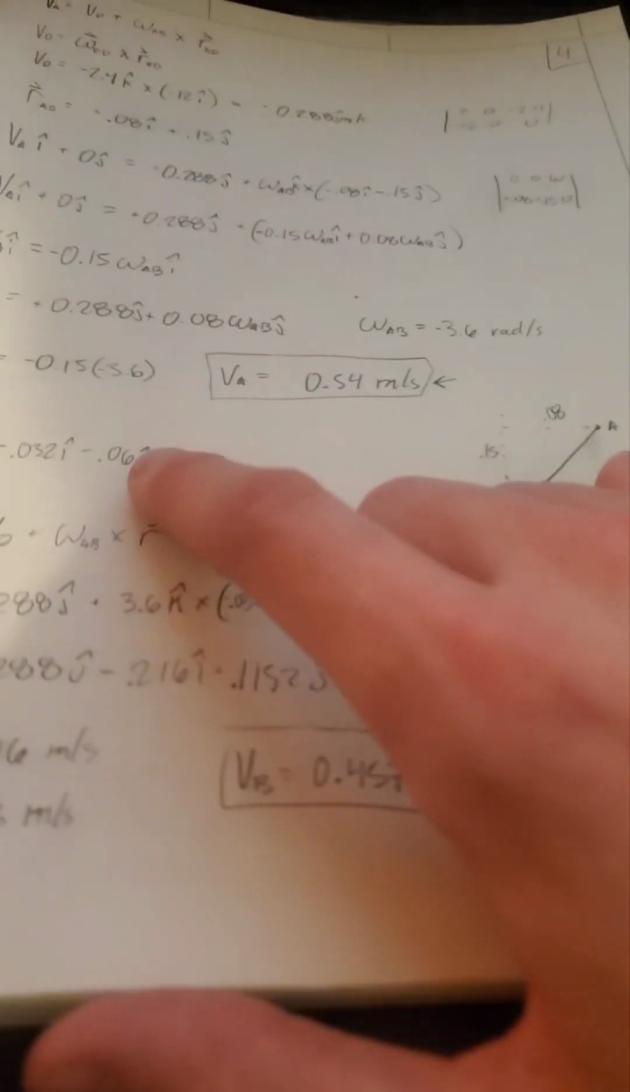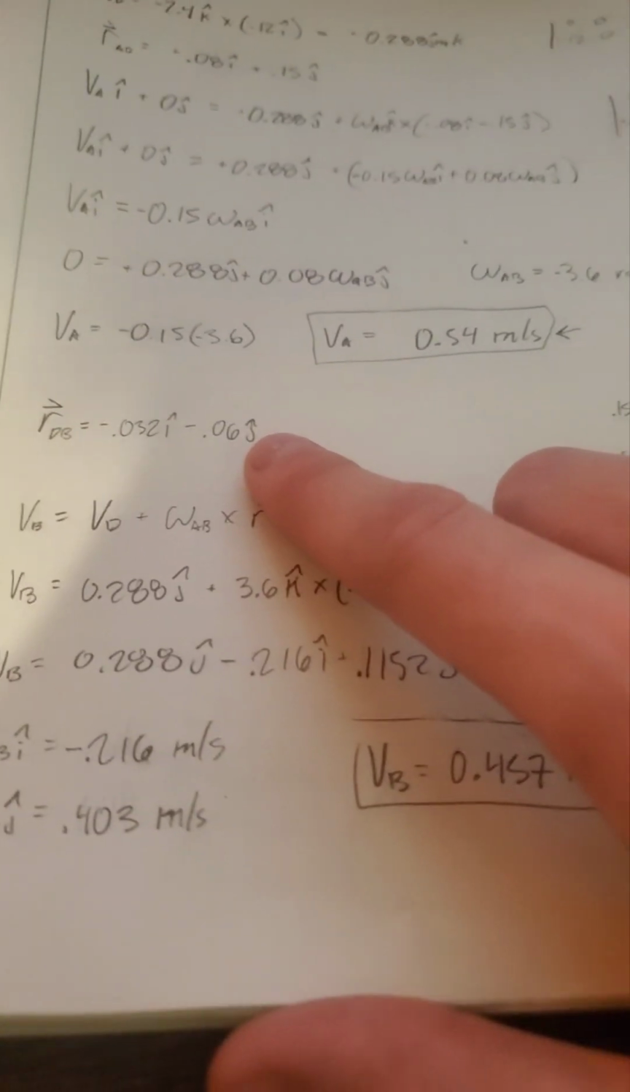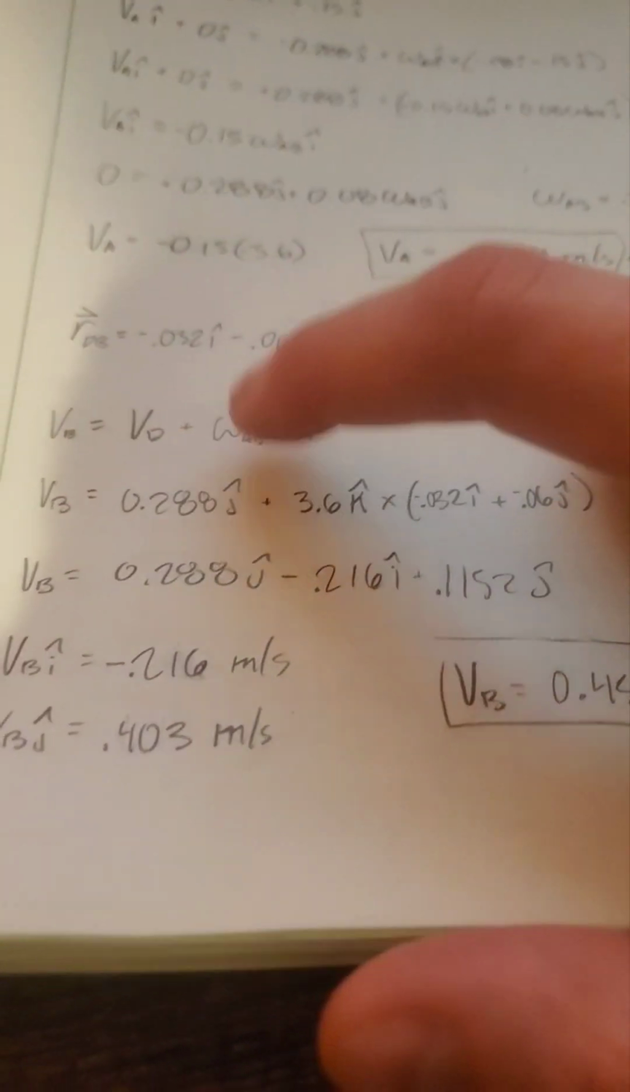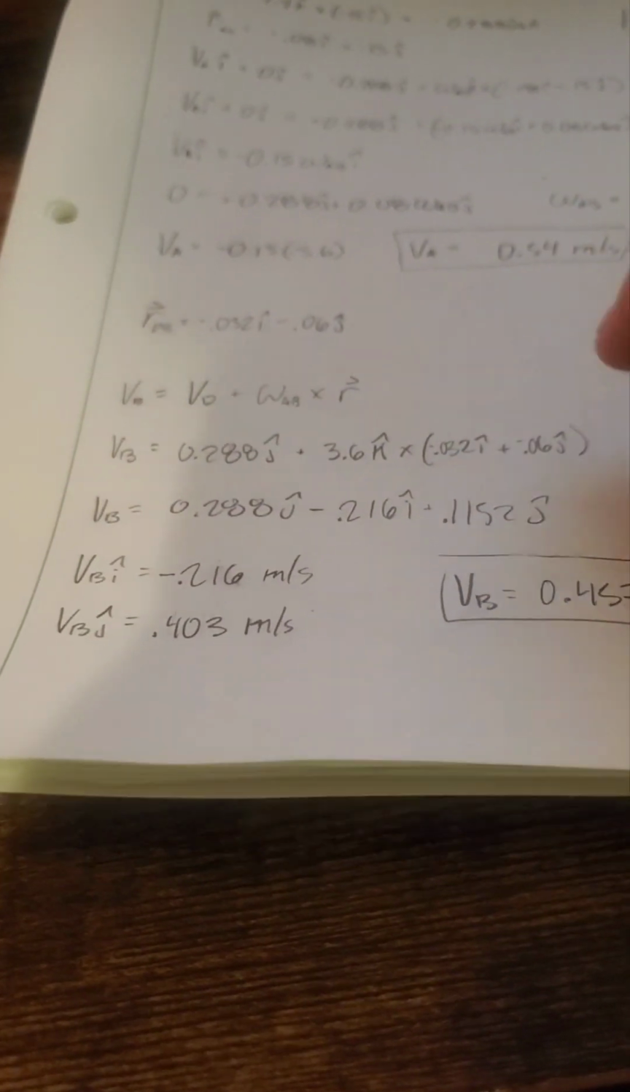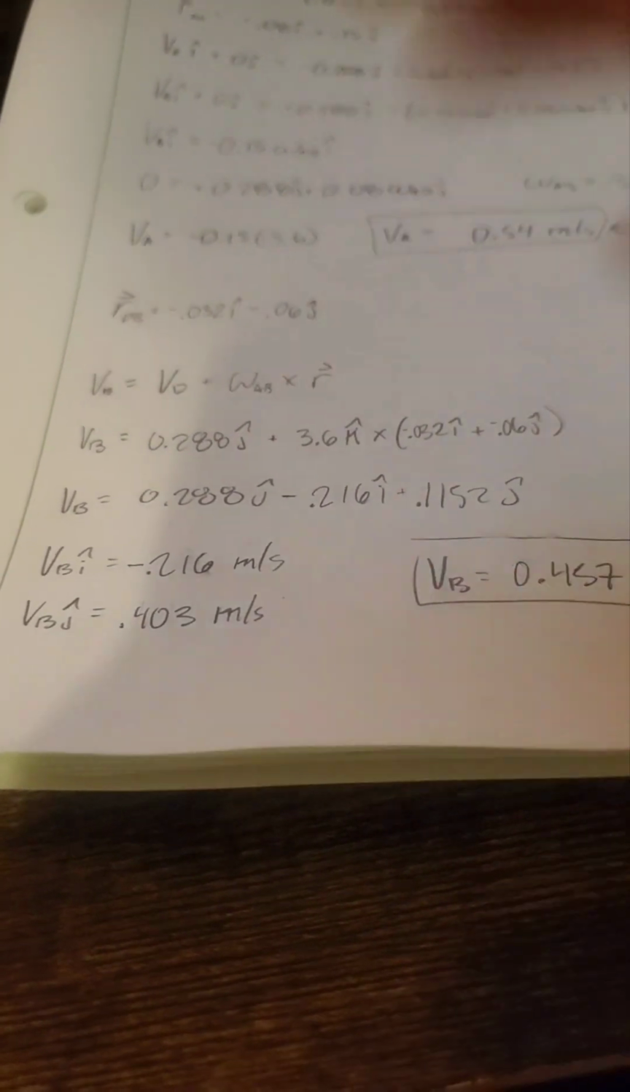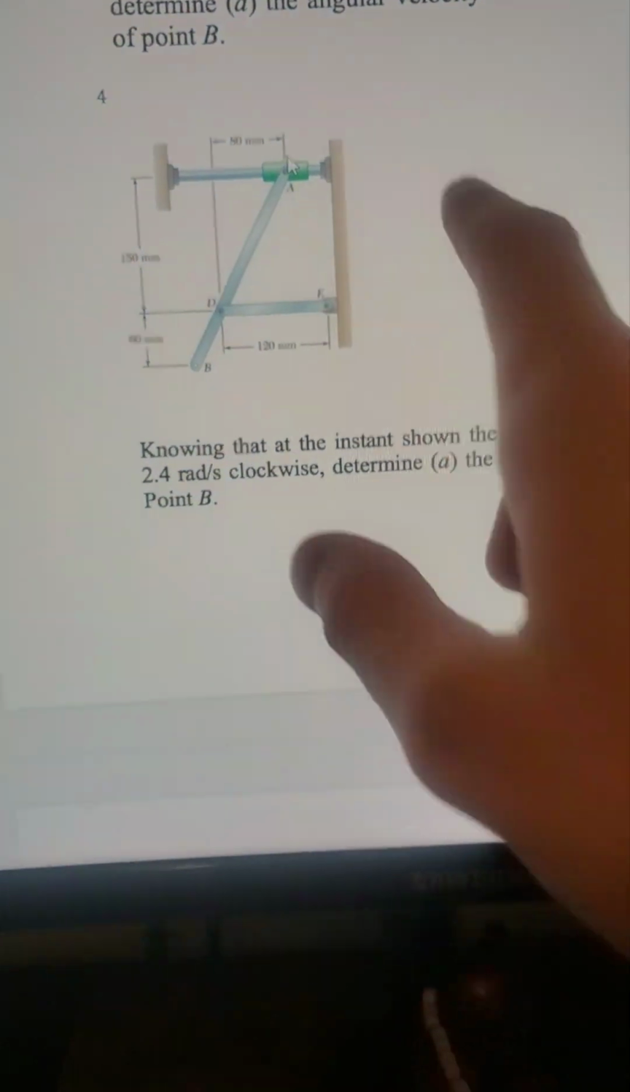So from there, I just calculated the vector of dB now. And the angular velocity is going to be the same. So you can just use the exact same equation with the angular velocity that you solve for, because the bar is connected. You know, it's one long bar. And you can solve for the velocity for that one as well. Pretty straightforward.